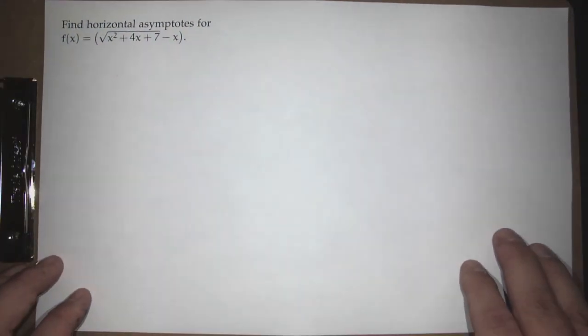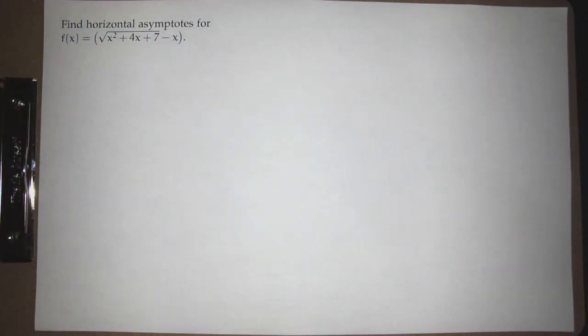Here's another problem to look at. Find horizontal asymptotes for f of x equals the square root of x squared plus 4x plus 7, minus x. So we have to check two directions: positive infinity, negative infinity. Which one do you want to do first? Okay, good. You want to do the hard one first. I salute you. Most people would want to do the easy one. So I'm glad. You're saying positive. Yeah, good. You're an optimist. I like that too.